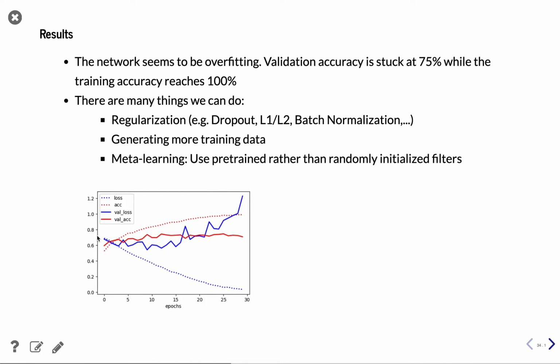So we can do different things now. One thing we can do is regularization. We can add dropouts, we can add L1, L2 loss, and so on. We can also generate more training data. That also helps. And later we'll also see how we can use meta learning. So instead of starting with randomized filters, we'll actually transfer filters which were learned beforehand on other data sets.